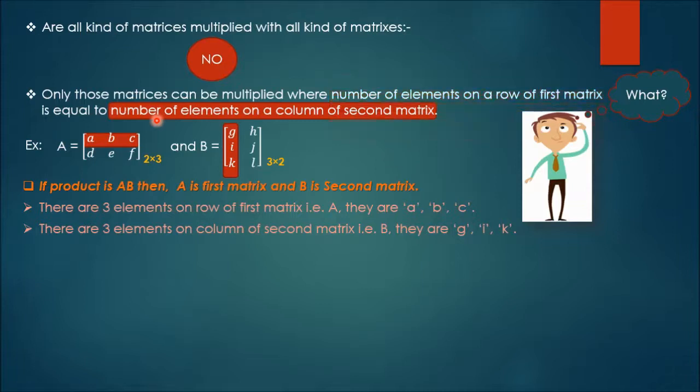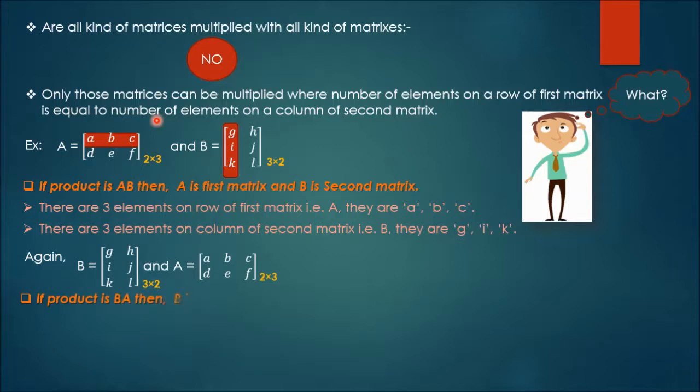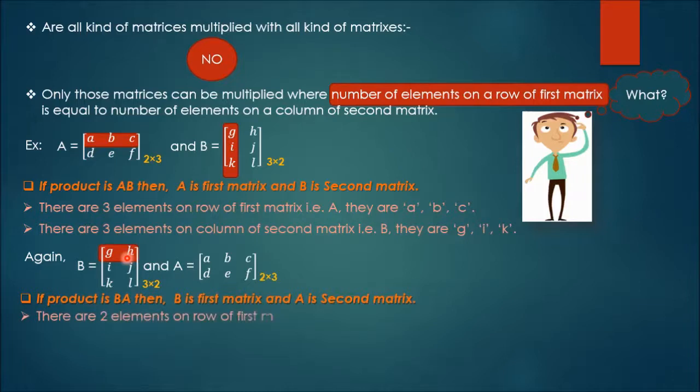Now let's look again at the same matrix B and the same matrix A. Now we can see the orders of these matrices, 3 cross 2 and 2 cross 3. Now if the product is BA, the reverse case, then B is the first matrix and A is the second matrix. Number of elements on a row of the first matrix: there are 2 elements, G and H. There are 2 elements on the row of the first matrix, that is B. They are G and H.